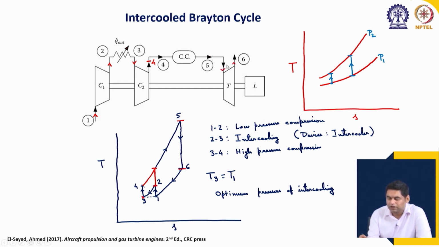5 to 6 is the expansion in the turbine, and in the actual cycle the exhaust will occur at state 6, but we are closing the loop by assuming that this 6 is connected to 1, and there is a constant pressure heat removal. Okay. So, this is the cycle.